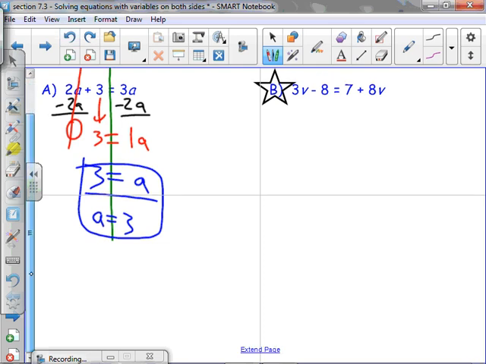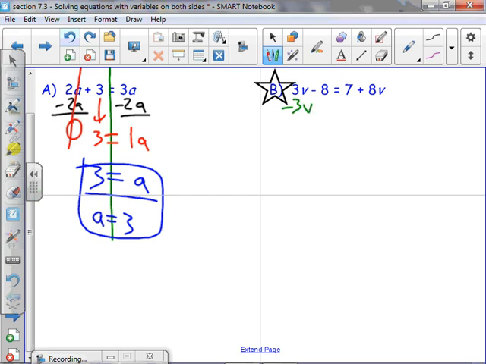Okay. I have this 3v minus 8 equals 7 plus 8v. Well, once again, I've got these variables on both sides. I can't deal with that. But what I can do, I'm normally going to look for the smaller one. That's 3v here. And I'm going to get rid of 3v by subtracting it.